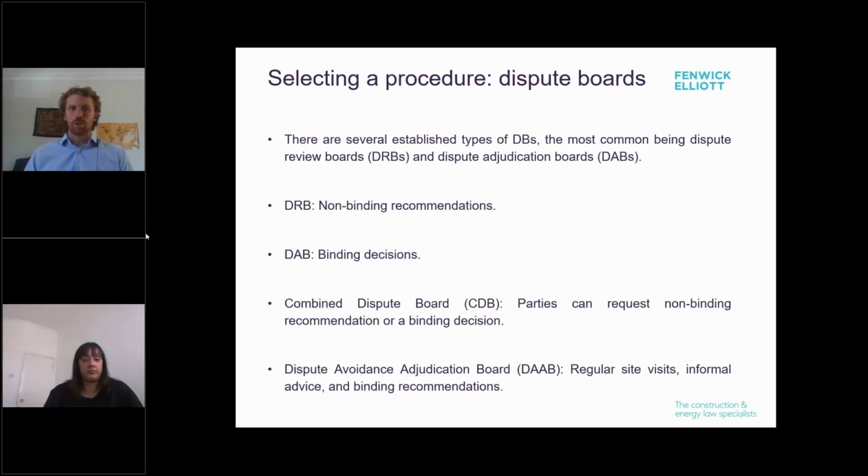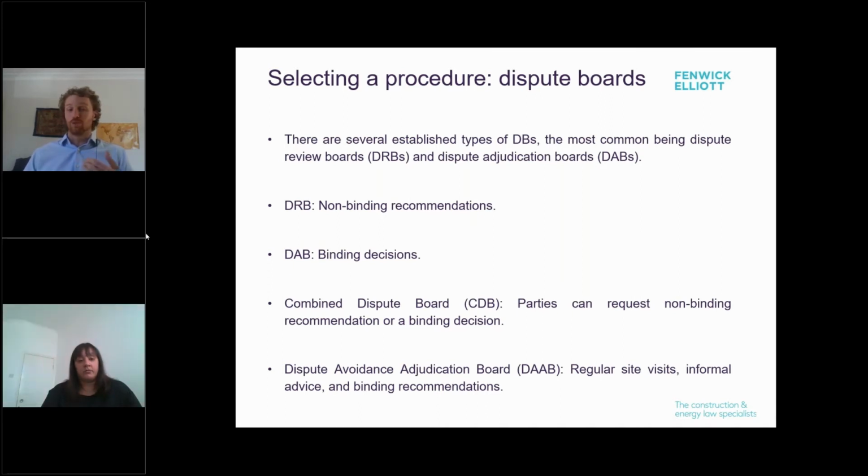Like arbitration, dispute boards are usually included in construction contracts by referring to a set of institutional rules that can effectively be plugged into the contract. However, whereas in arbitration, there's little procedural difference between the rules offered by the various institutions, with DBs, there are wide variations and several established types of dispute boards to choose from, the most common of which are dispute review boards and dispute adjudication boards.